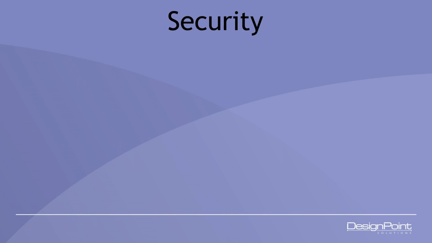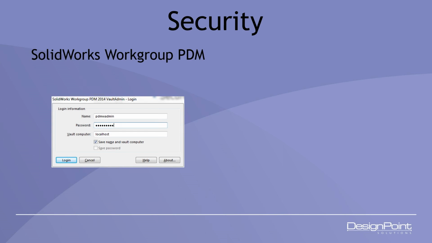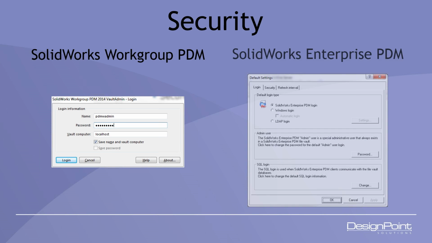So we talked a little bit about the security in Workgroup and EPDM. This is a basic login into the administration tool, where you put your username and password, and you don't have any other options. With Enterprise PDM, you have an option to use EPDM login, or you can use Windows login, Active Directory, or LDAP. Additionally, you have different passwords for an administration user, and also a different password to log in into the SQL database.